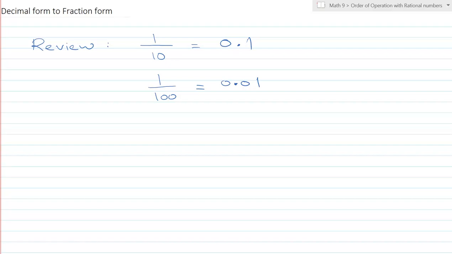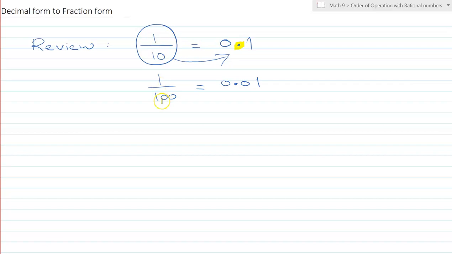All right, so in this lesson, we are going to change the decimal form to fraction form. So let's do a review. Now, you know that 1/10 right here, the way I've written it as a fraction, when you use your calculator, or you just may have known it already, is 0.1. When you do 1 divided by 10, you get 0.1. I need you to pay attention to this decimal point right there, okay?